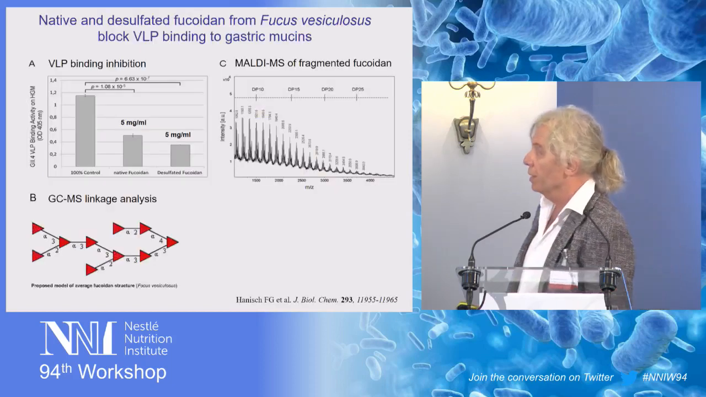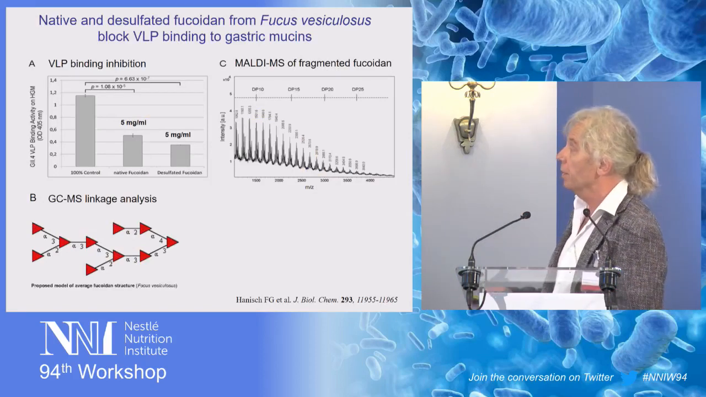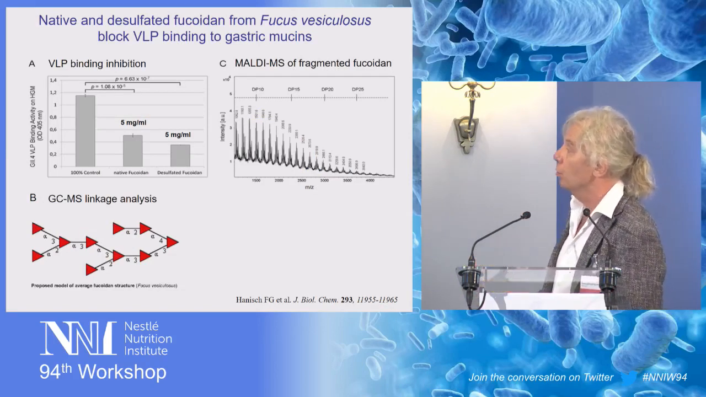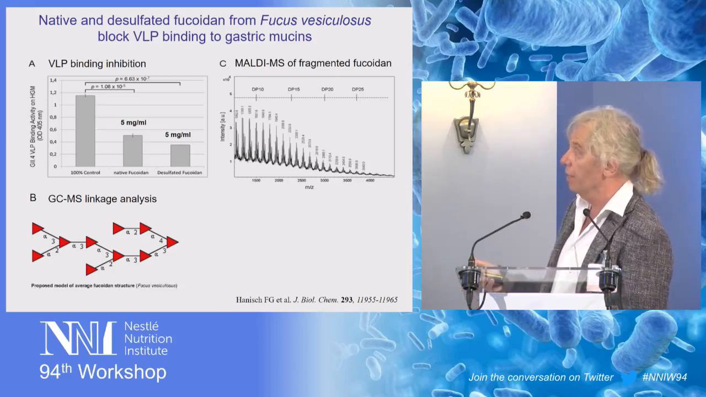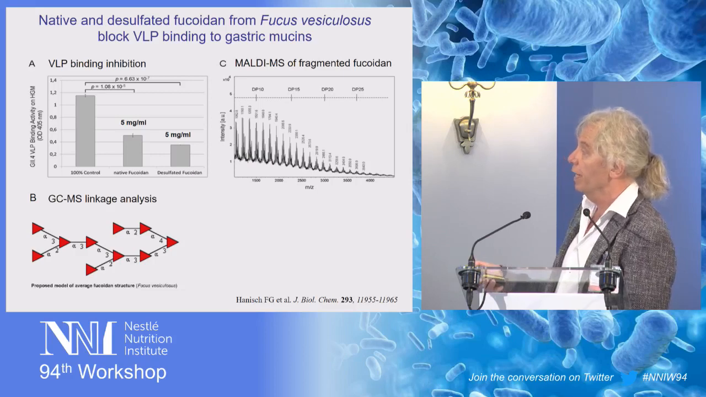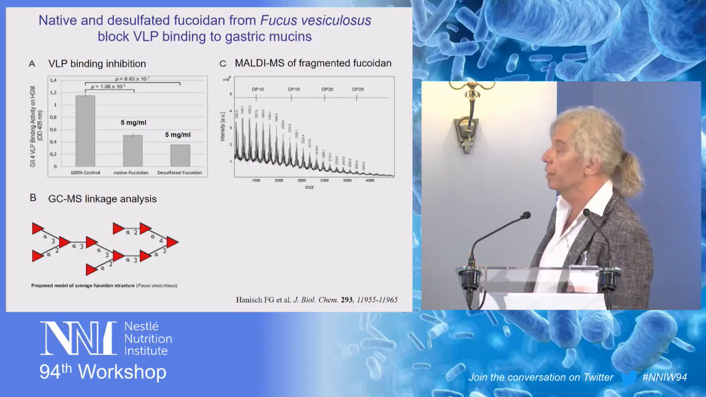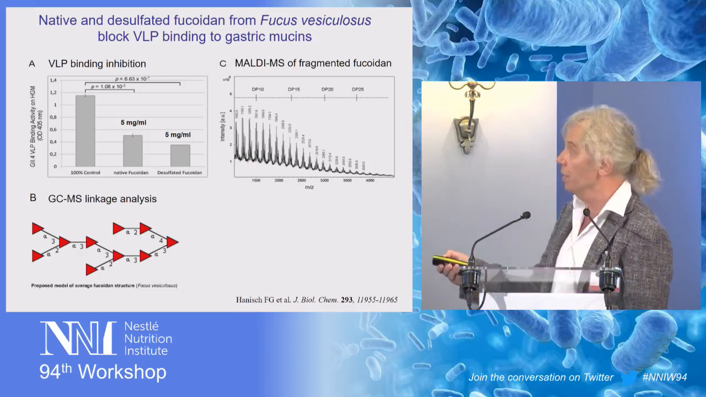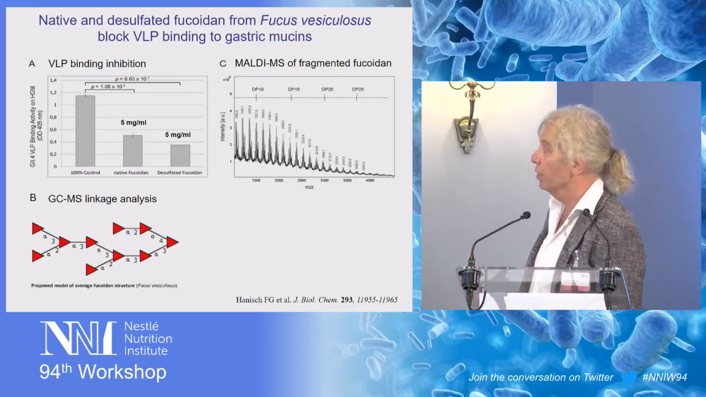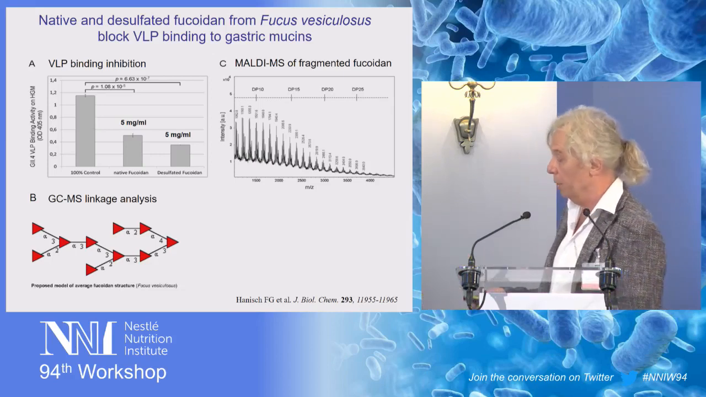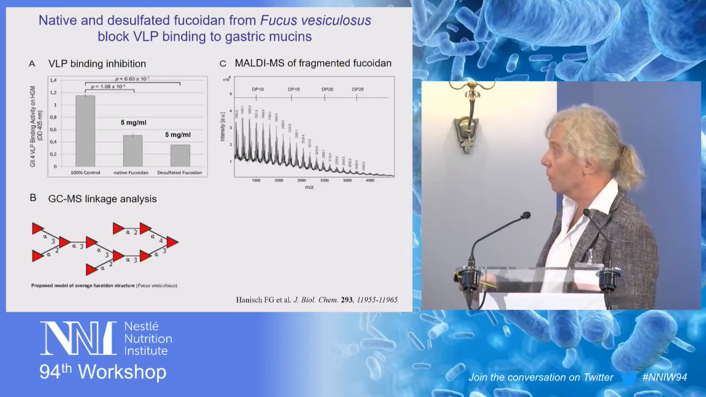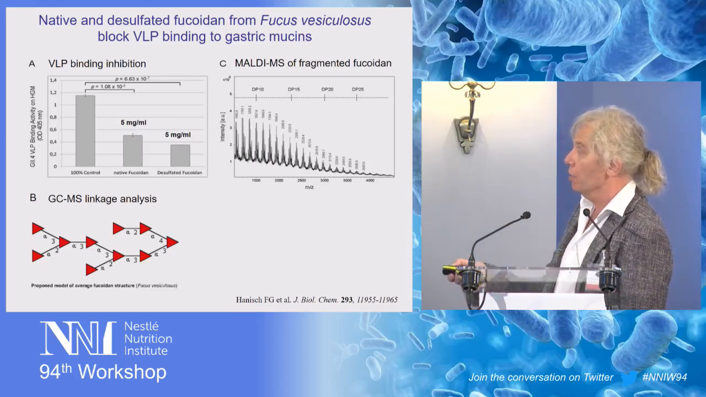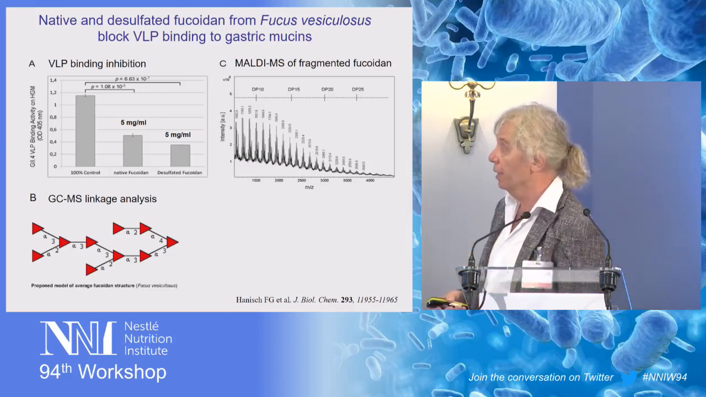Now we have tested various forms of fucoidin as a competitor of the viral binding to gastric mucins, and we could demonstrate that it is highly effective as a competitor either in the native form or in a desulfated and partially fragmented form. So you can see here the masses of a partially fragmented form which has been generated by solvolysis. And here you see a partial structure of those oligosaccharides, which were highly active in the system.